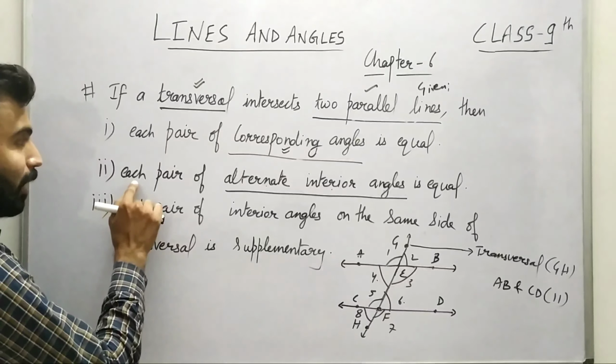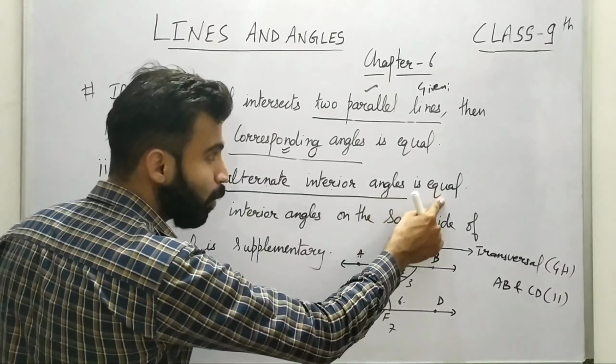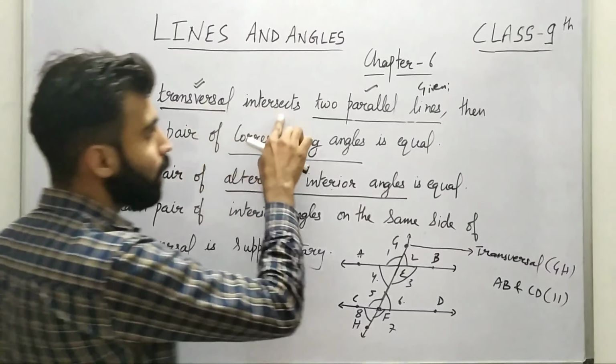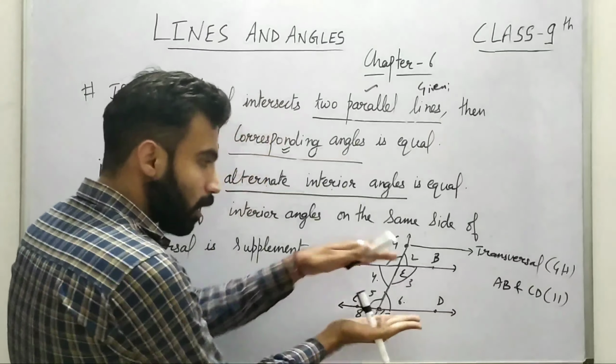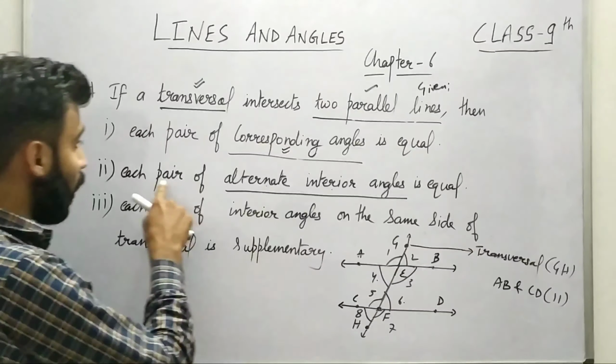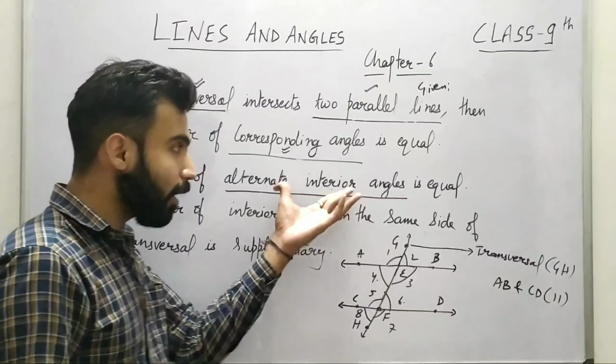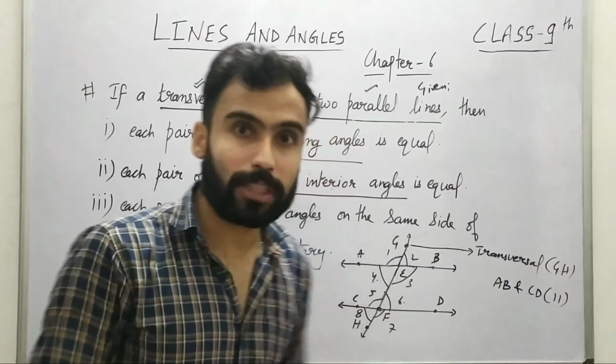Now here it is written that each pair of alternate interior angles is equal if a transversal intersects two parallel lines. So the condition is going to be the same. There are two parallel lines and a transversal is intersecting. The total number of angles is 8, and out of these 8 there are pairs of alternate interior angles. Now what are alternate interior angles? Let me tell you here.